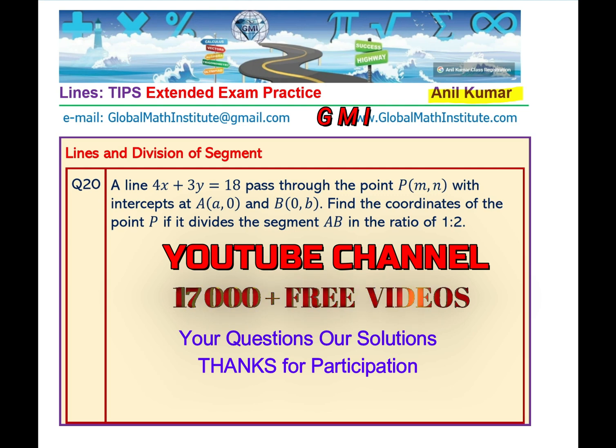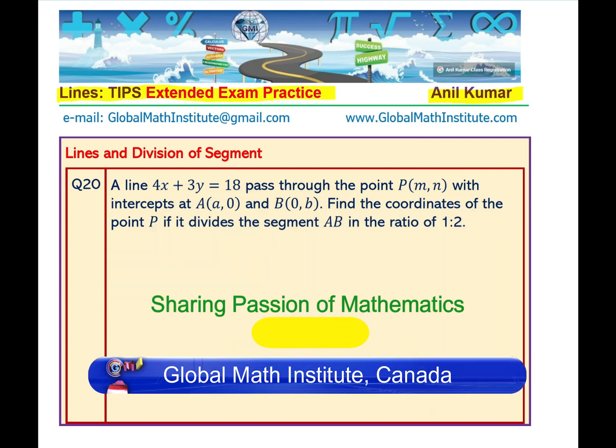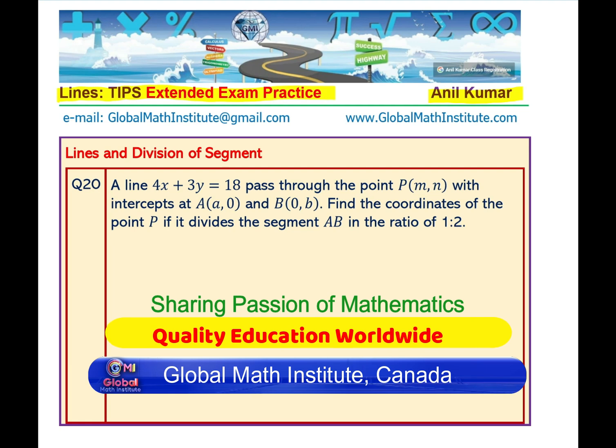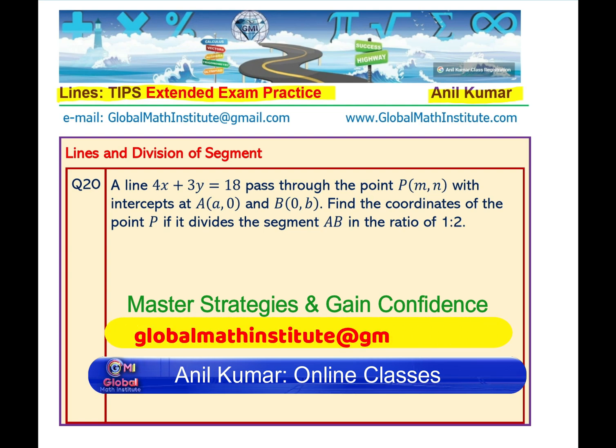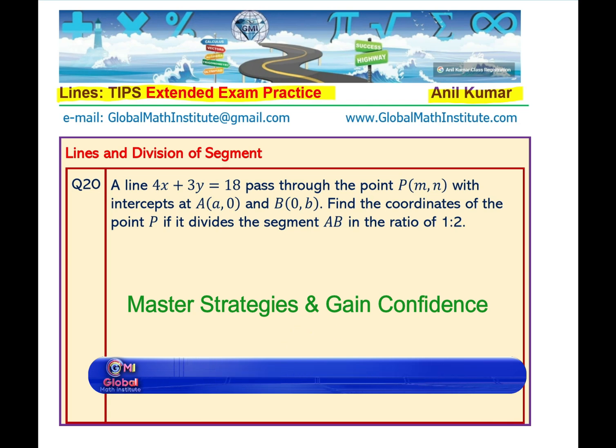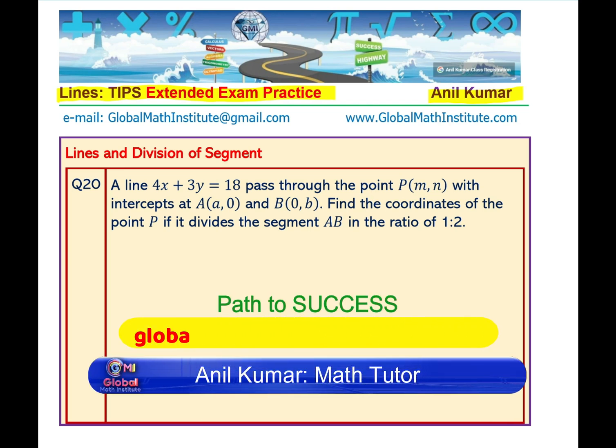In this playlist on lines and extended exam practice, here is question number 20. A line 4x + 3y = 18 passes through the point P(m, n), with intercepts at A(a, 0) and B(0, b). Find the coordinates of the point P if it divides the segment AB in the ratio of 1 is to 2. Extremely important question from test point of view.